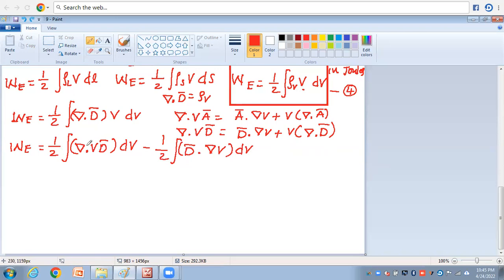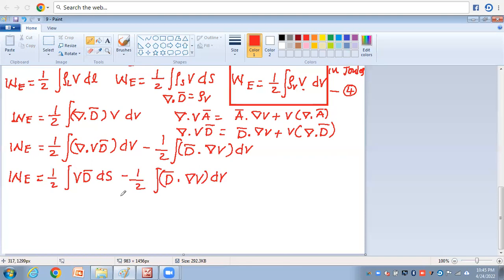Now apply the divergence theorem. So here I will write for this expression, divergence theorem. Now what happened? W E equal to 1 by 2. Now apply the divergence theorem to this del dot V D bar. Finally this is converted to dS: V D bar with respect to dS. Then 1 by 2, and this is as it is, D bar dot del V with respect to dV.